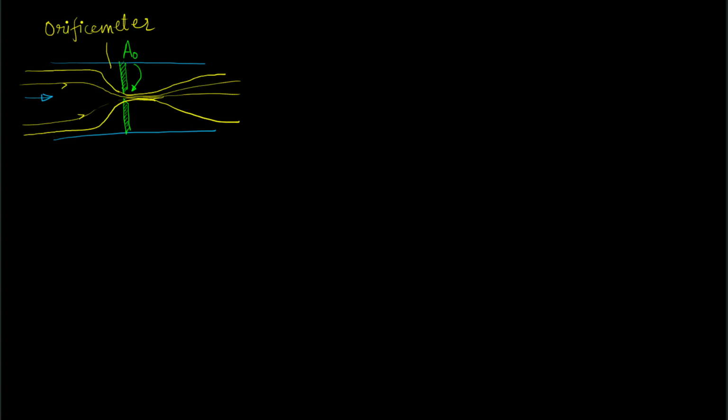So there are zones where there is a lot of loss in energy because there will be a lot of recirculation over here. Similarly, because of the sudden change in area, there will be a lot of recirculation in this region as well. So despite these losses, the orifice meter can be used to obtain relatively precise measurements.